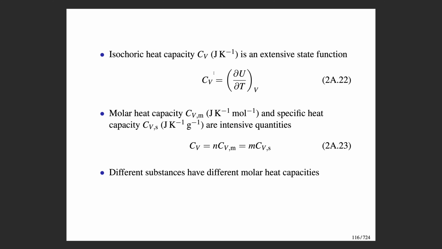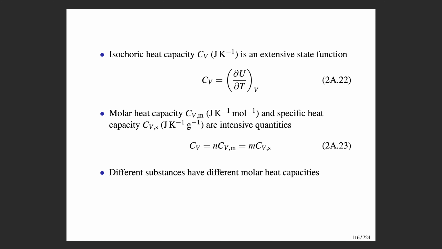So dividing this quantity by the number of moles gives us this molar isochoric heat capacity. You can also divide by the mass of your sample, and that would give you the specific heat capacity here, represented by this s, which would be in units of joules per Kelvin per gram. These are both intensive versions of the isochoric heat capacity. And so the heat capacity is related to the molar heat capacity by multiplying by the number of moles. It's related to the specific heat capacity by multiplying by the mass of your sample.